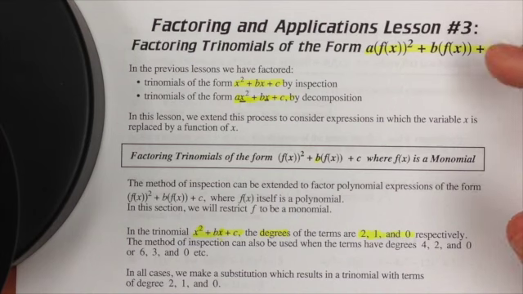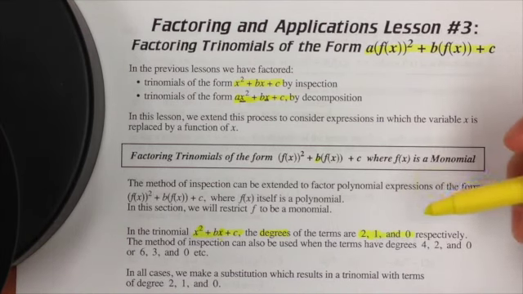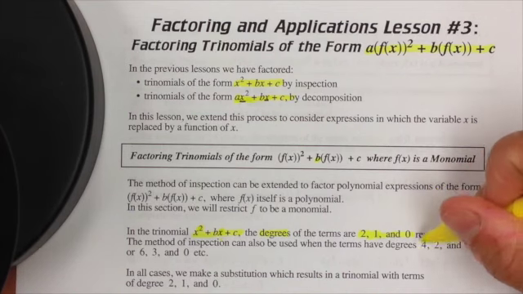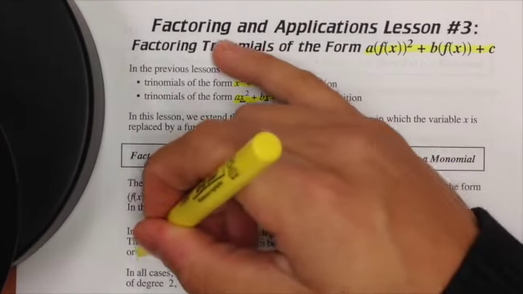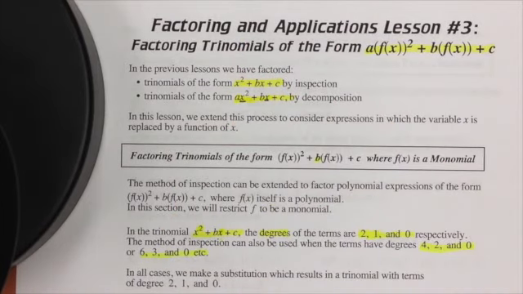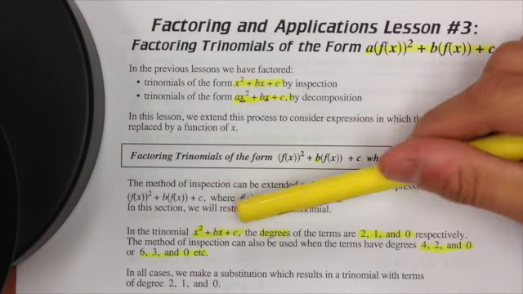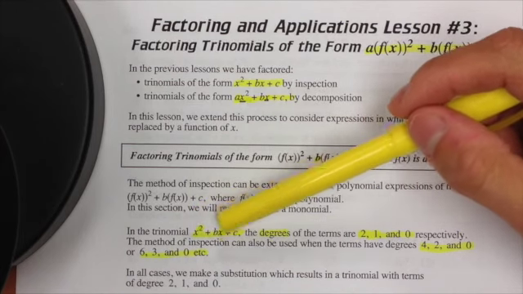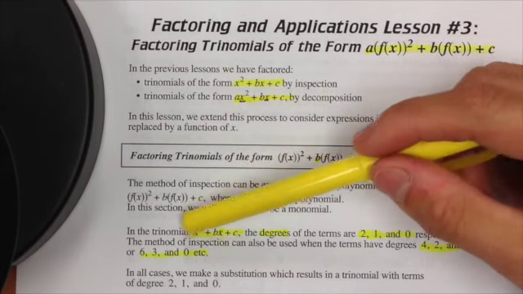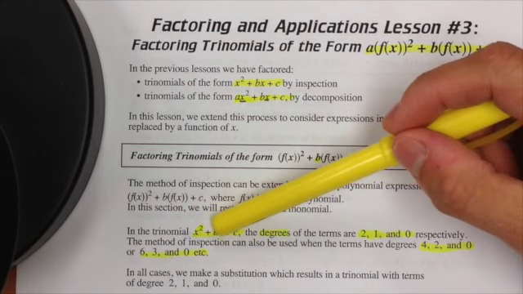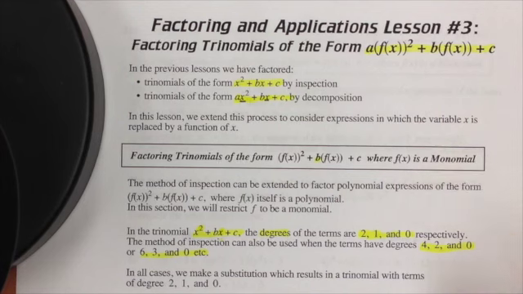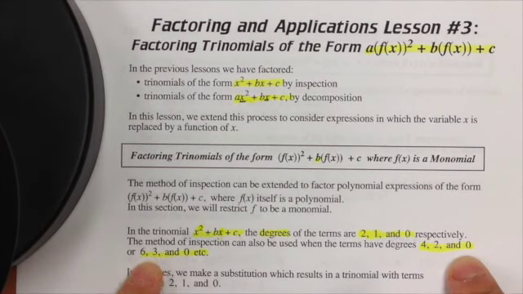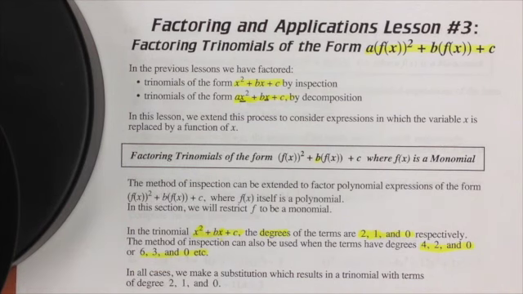Now we can do the same thing and factor trinomials the same way when they have degrees of 4, 2, and 0, and 6, 3, and 0. So for example, rather than this being x squared plus bx plus c, if it had the degrees 4, 2, and 0, it would be x to the 4th plus bx squared plus c. Or x to the 6th plus bx cubed plus c. Okay, because it works both ways with the degrees 4, 2, and 0 and 6, 3, and 0.